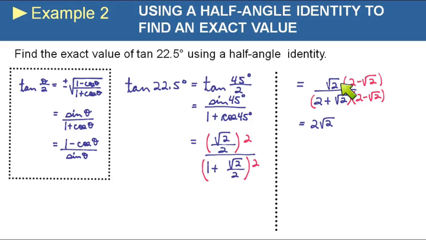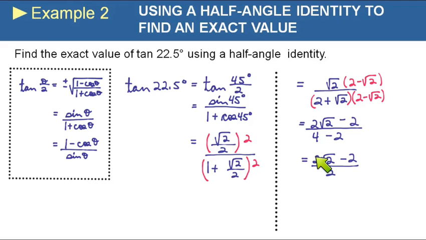Okay, distributing in the top, square root of 2 times 2 gives me this. Square root of 2 times square root of 2 gives me minus 2. In the bottom, FOIL method, 2 times 2 is 4. The outer term and the inner term are going to cancel out. So I'll skip over those, and then last times last is minus 2. In the denominator, 4 minus 2 is 2.